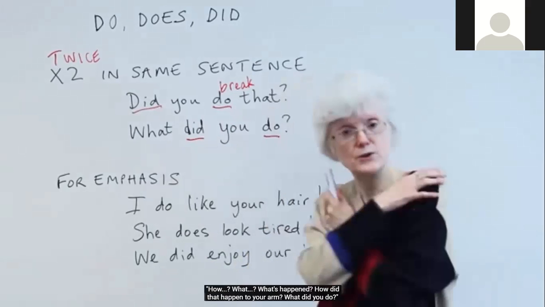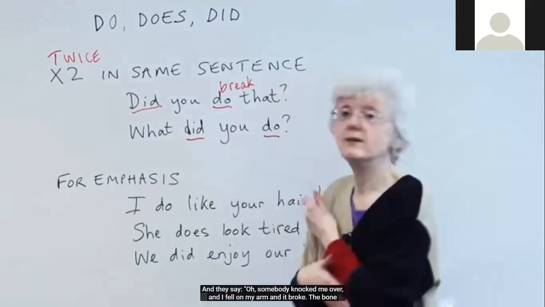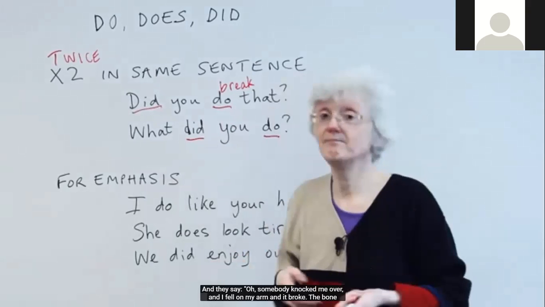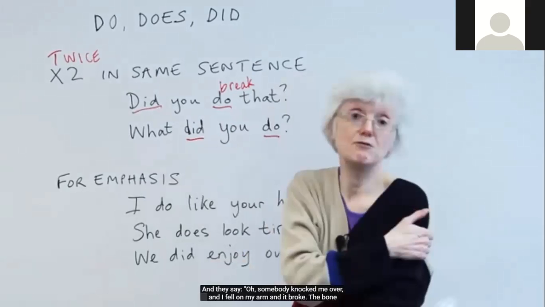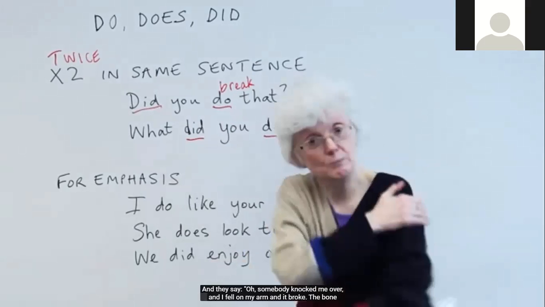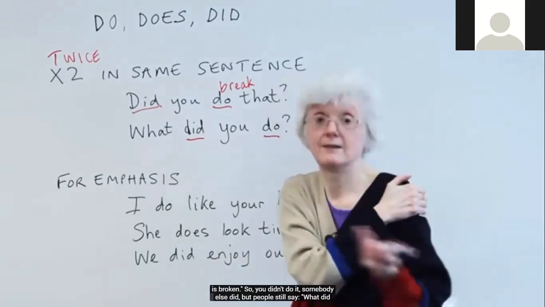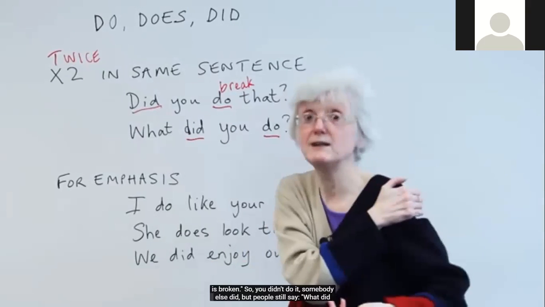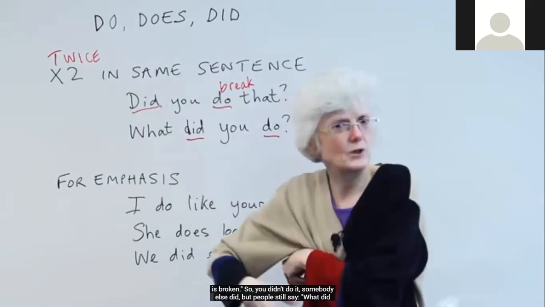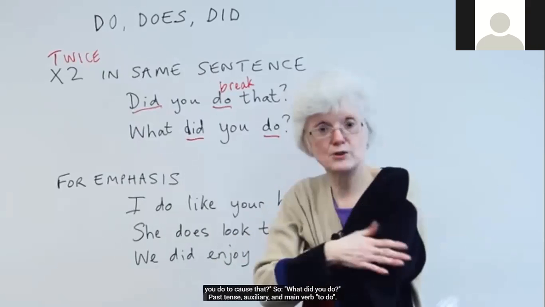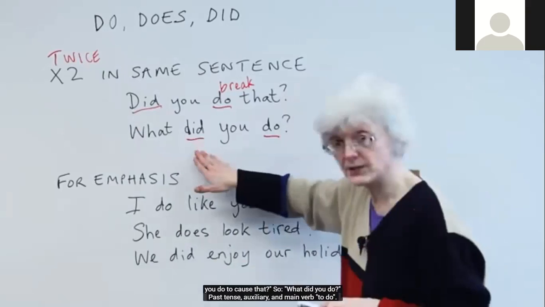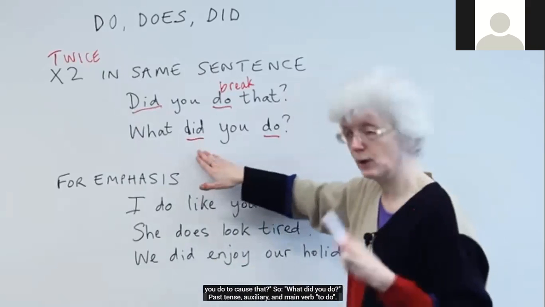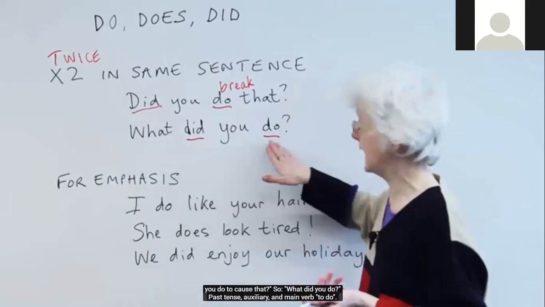What did you do? And they say, somebody knocked me over. I fell on my arm and it broke. The bone was broken. So you didn't do it, somebody else did, but people still say, what did you do to cause that? So what did you do? Past tense, auxiliary, and main verb to do.